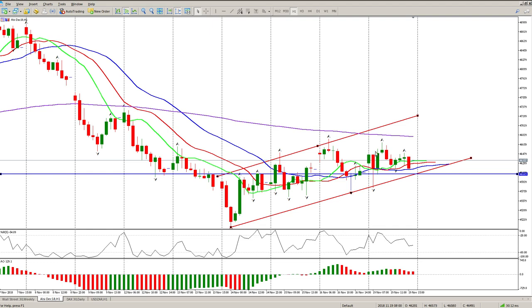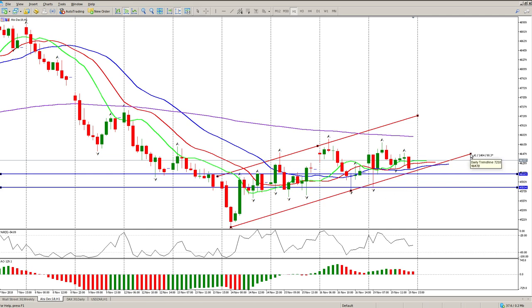We did consolidate again yesterday, but the critical thing here is we kept making higher highs and higher lows. We've now made lower highs. We haven't made a lower low yet. A lower low is going to break below this area here.